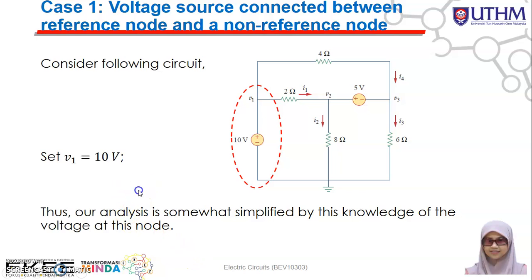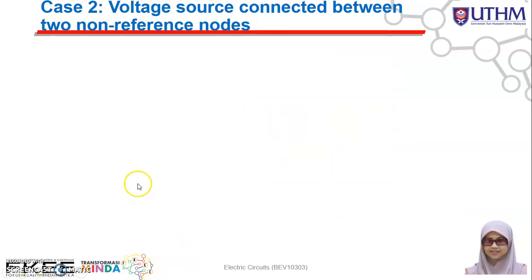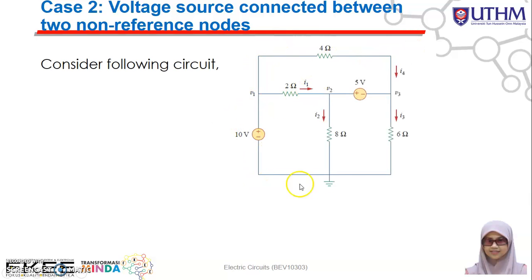Okay, so let's consider the second case. For case number 2, the voltage source is connected between the two non-reference nodes. Okay, so let's consider the same circuit that we have just now. You refer to here. Here you have a source of 5 volts, and the 5 volt source is connected between the two non-reference nodes. Here is a non-reference node, here is also a non-reference node. So this one we can consider as a supernode.